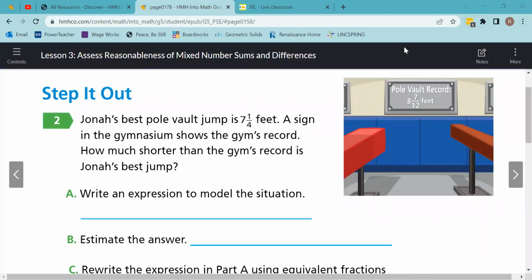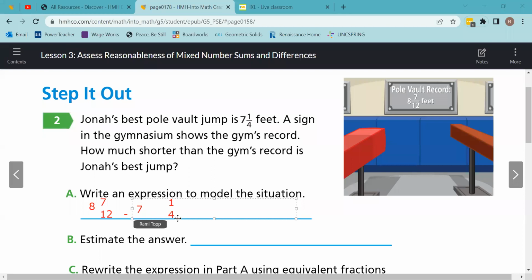Workbook page 158, number 2, step it out. Jonah's best pole vault jump is 7.25 feet. A sign in the gymnasium shows the gym's record. How much shorter than the gym's record is Jonah's best jump? Write an expression to model. So you're going to go with the bigger number, in this case the record, 8 and 7/12 of a foot. And then you're going to take away whatever he jumped, 7 1/4 of a foot.